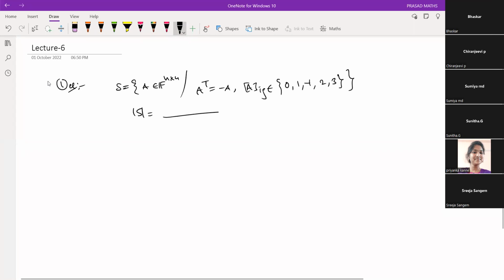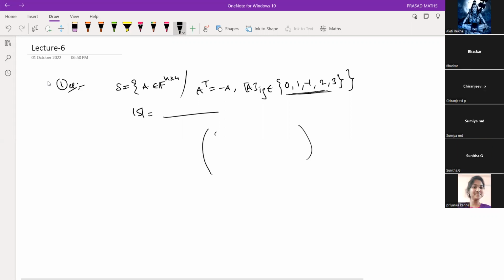Actually, look at the elements in the possible set. What is a skew symmetric matrix? Diagonal elements are fixed as 0. For the remaining entries, suppose you are given 1 here. Whenever the a12 entry is 1, automatically the a21 entry should be -1. Whenever the a13 entry is, suppose, 2, the a31 entry should be -2, right? But here -2 is in my set.